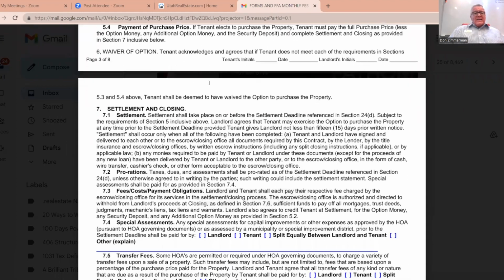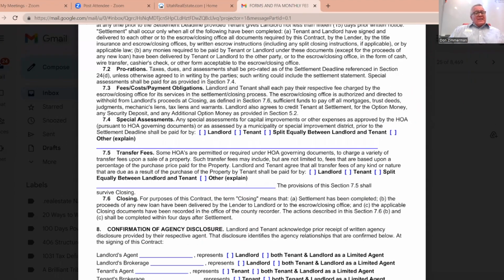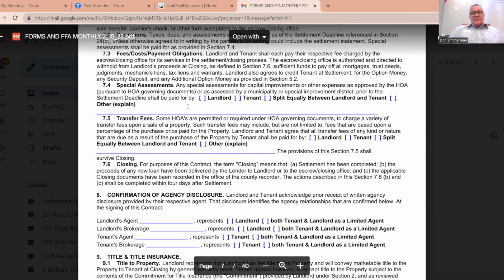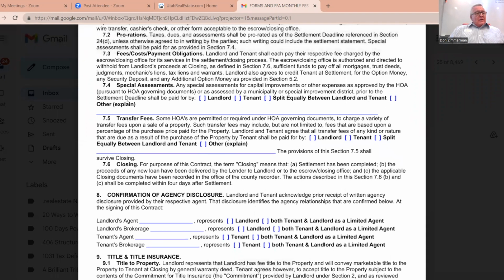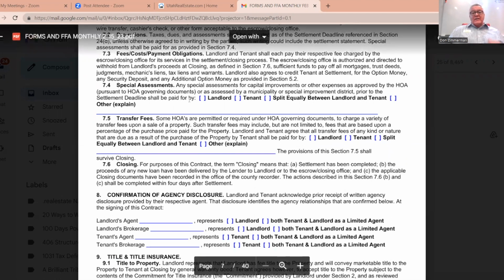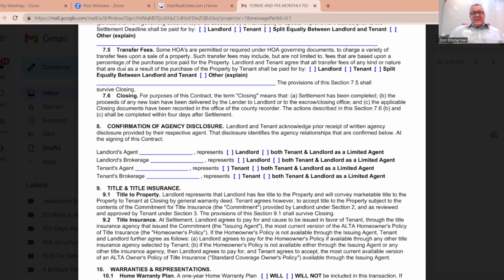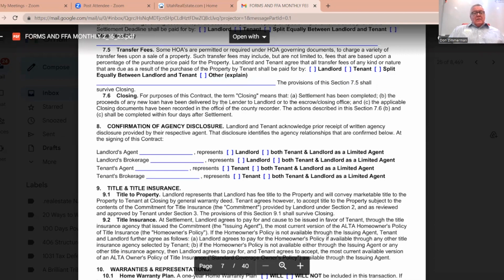Payment of purchase price, settlement and closing. A lot of this is boilerplate stuff, but read through it so you understand it. Special assessments are to be paid by who? If the seller still owns the property, of course. So I always put that any special assessment should be paid by the landlord until my buyer owns the property. Okay. Transfer fees, any transfer fees that need to be paid. But of course, all these things are negotiable.